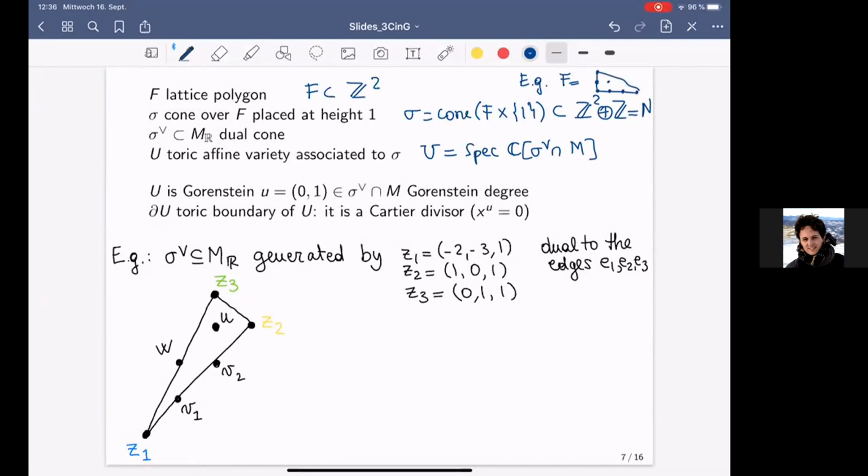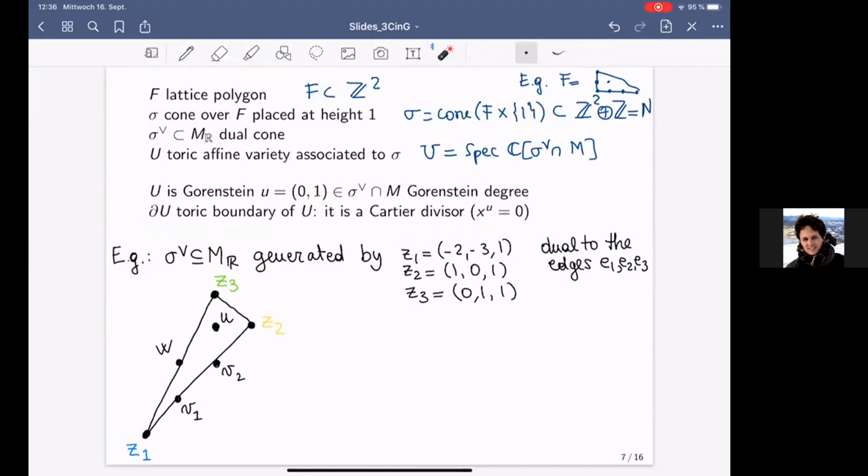Okay, and then U is Gorenstein because there is a special element which I denoted by U, which is (0, 0, 1), and this is the Gorenstein degree. And delta U is the toric boundary of U. This is the reduced sum of the toric prime divisors of U, and in this case, it is a Cartier divisor. So it's given by the vanishing of the function associated to U.